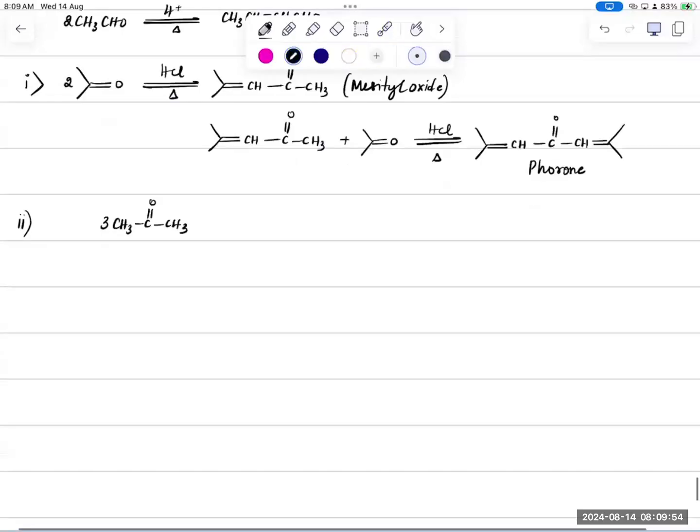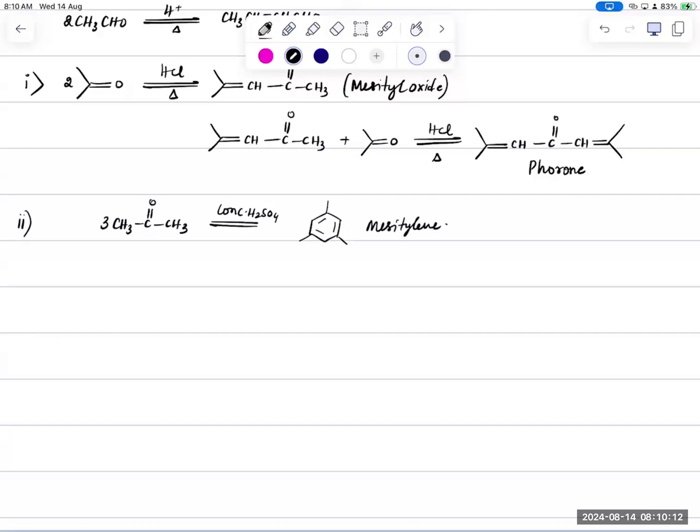Now, this reaction happens when you treat with concentrated H2SO4, where you will have complete benzene forming, and this is mesitylene. This is mesitylene. Do not worry about the mechanism and all. Here, it's more about knowing the idea of how to get the products.